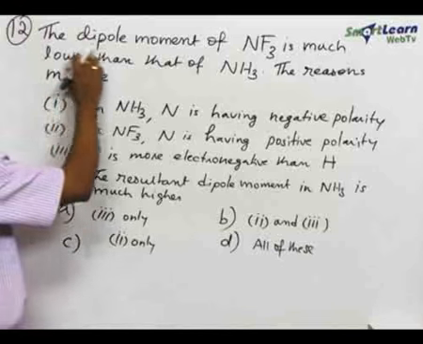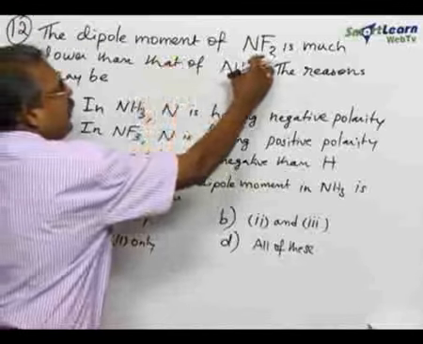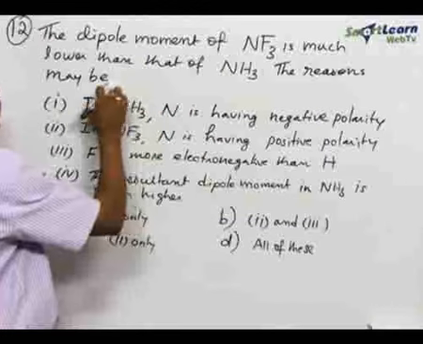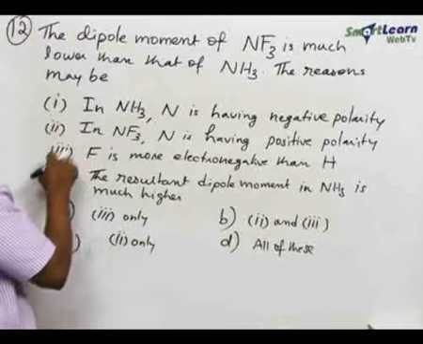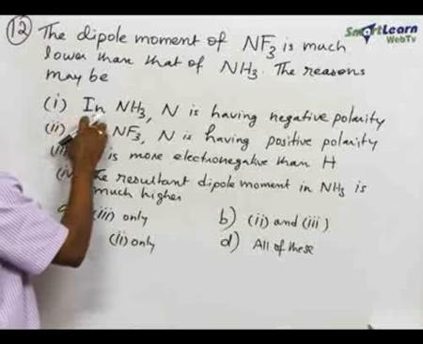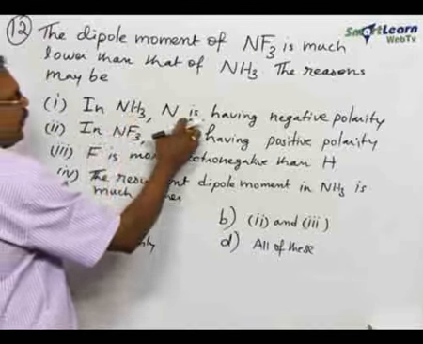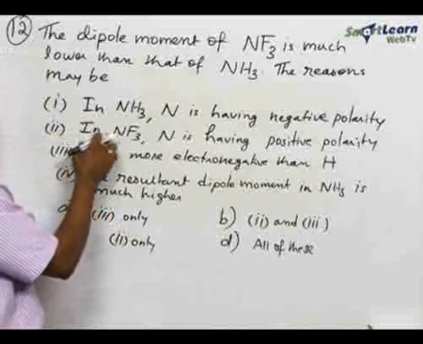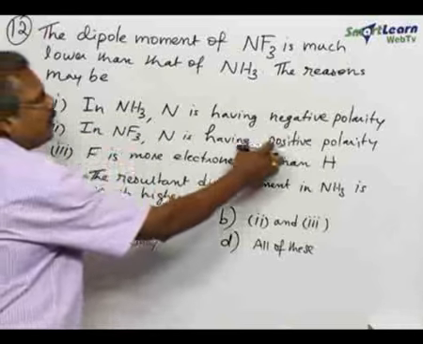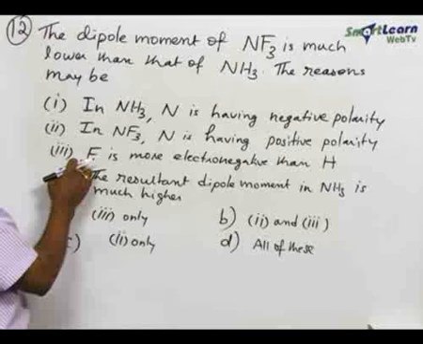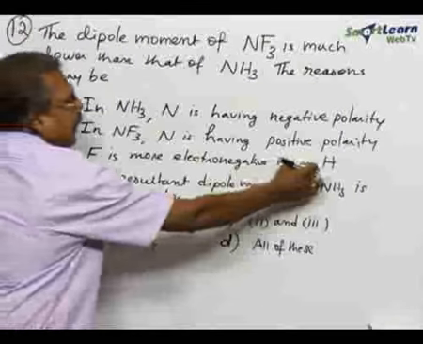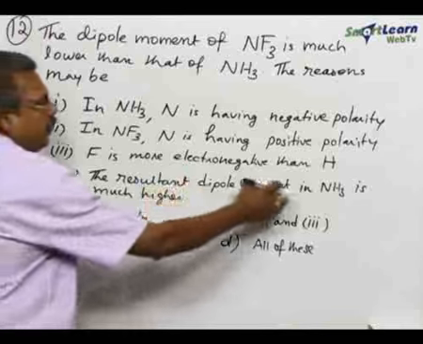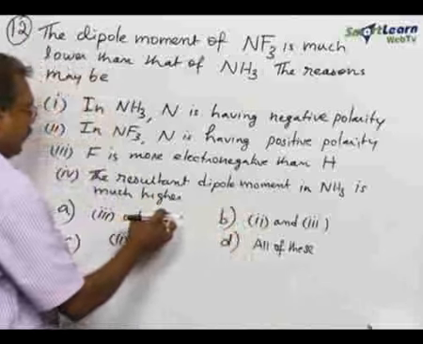Number 12, the dipole moment of NF3 is much lower than that of NH3. The reason may be, and 4 reasons are given. The first one is, in ammonia NH3, nitrogen N is having negative polarity. Then second reason, in NF3, N is having a positive polarity. Third, F is more electronegative than hydrogen. And the fourth one, the resultant dipole moment in NH3 is much higher.